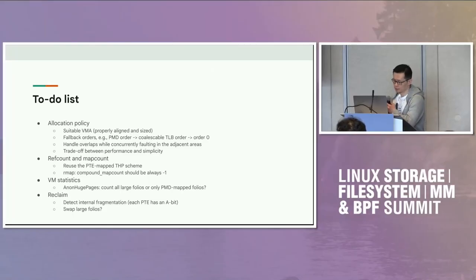So let's move on. Also, we need to handle overlaps. If two threads are concurrently trying to fault pages in adjacent areas, they might both try to allocate large folios, and these two large folios might overlap. So we need to handle this case. This should be relatively simple, but it is a new case we need to handle in the page fault handler. And the fault can be on different pages this time. I guess the simplest way would be for the one that fails to map its folio to go back, free the folio, and try to allocate a small one. It might not be the most efficient way to solve this problem, but it's quite simple at least.